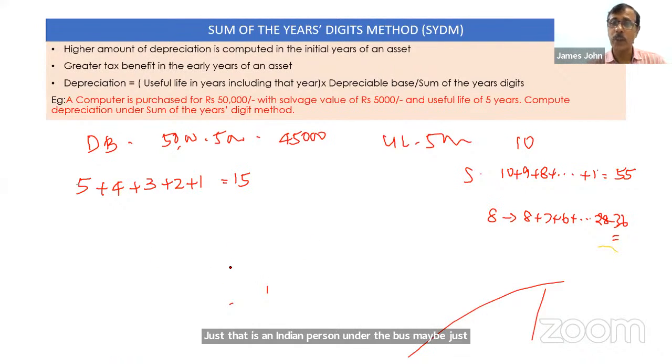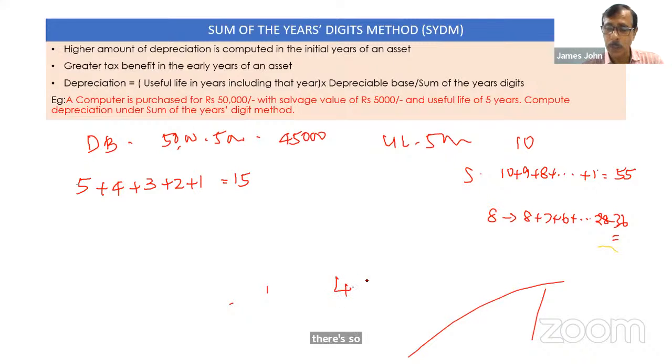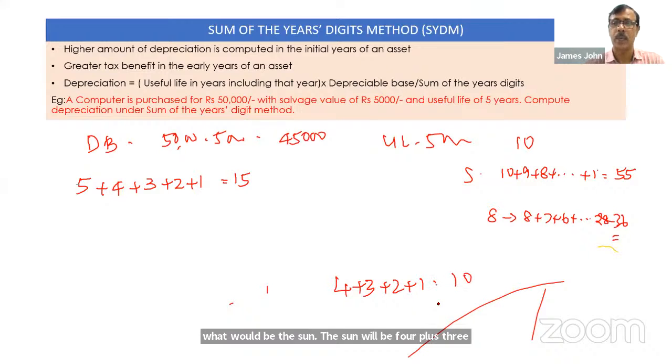So suppose the useful life is 4 years. What will be the sum? The sum will be 4 plus 3 plus 2 plus 1. That means it is 10. So like that you fix the sum. Then how to calculate the depreciation? For first year depreciation, it will be 4 by 10 of the base. This is 3 by 10. This is 2 by 10. This is 1 by 10.